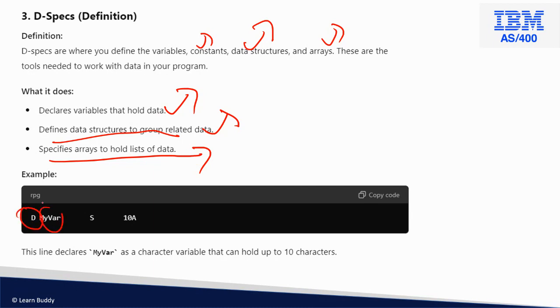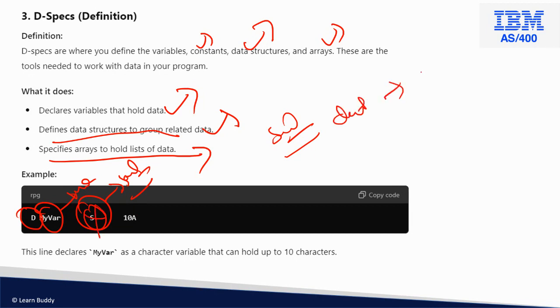Here you can see myVar is one variable. It has an S for standalone. If you mention the S, it is an independent variable. Where you cannot see the S, that means it is a dependent variable, mostly related to a data structure field. And the 10A: 10 means the length of the variable, and A is the type of the variable. What type is it? Alphanumeric or numeric, or what are the data types?